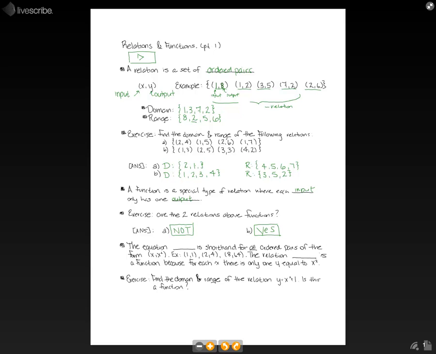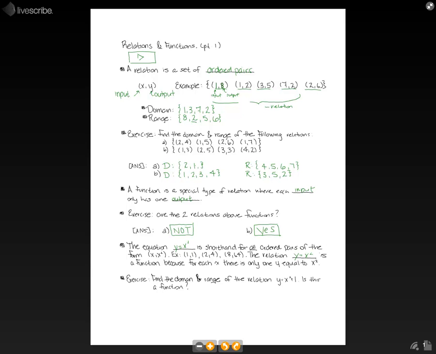The equation y equals x squared is shorthand for all ordered pairs of the form (x, x squared), which basically means for whatever value you put as your input, the output is the square of that value. So for example, we have (1, 1), (2, 4), (8, 64). Other ones would be like (9, 81), (3, 9), etc. So this relation, y equals x squared, is a function because for each x there's only one y equal to x squared. So you're never going to have an input of 2 and an output of anything but 4. It's always going to be that, and there's no other number that will give you the same output.